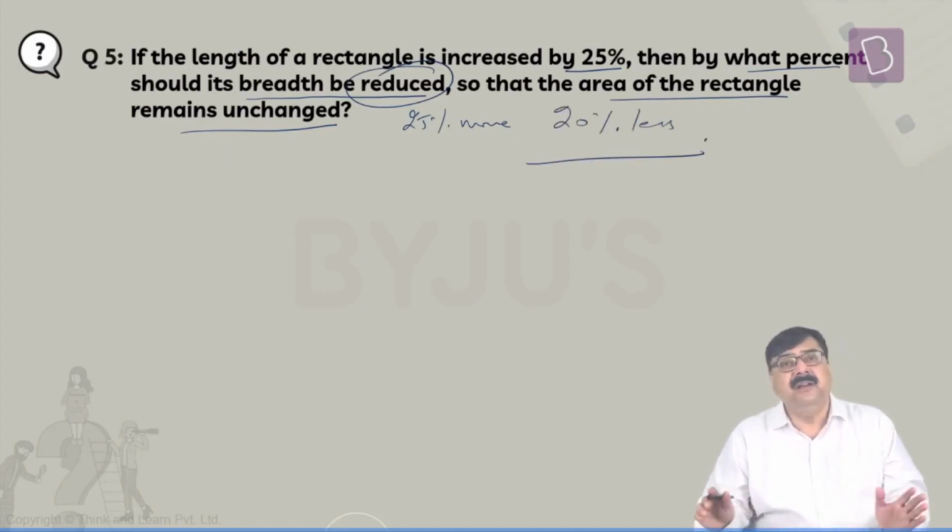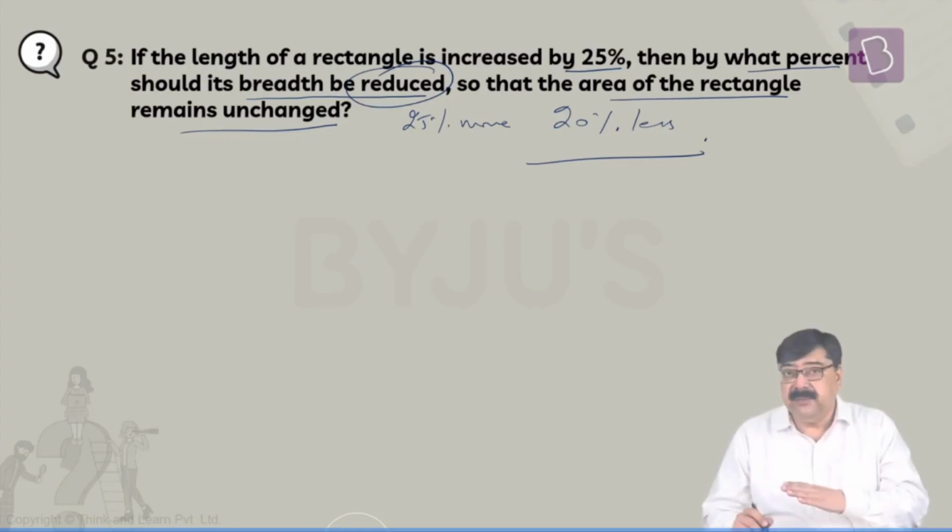20% less. Remember, 25% and 20% is a pair. So if A is 25% more than B, then B is 20% less than A. So this is my answer.